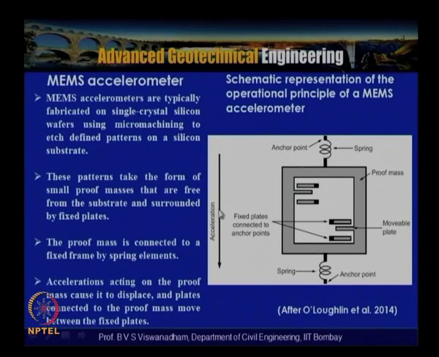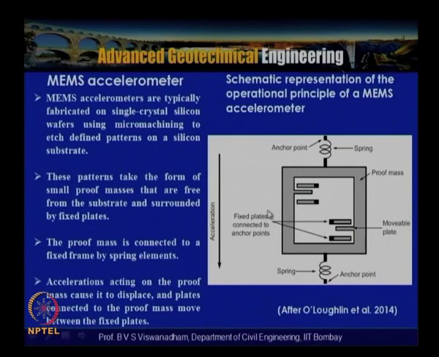So the direction of acceleration acting on the proof mass is to displace it, and plates connected to the proof mass move between the fixed plates, and this actually enables us to measure the inertial as well as the dynamic acceleration. So this slide gives the working principle of MEMS based accelerometers. Here the MEMS based accelerometers have movable plates and fixed plates, and the proof mass is connected to a fixed frame by spring elements, and acceleration acting on the proof mass causes it to displace, and the movable plates will be subjected to vibration.